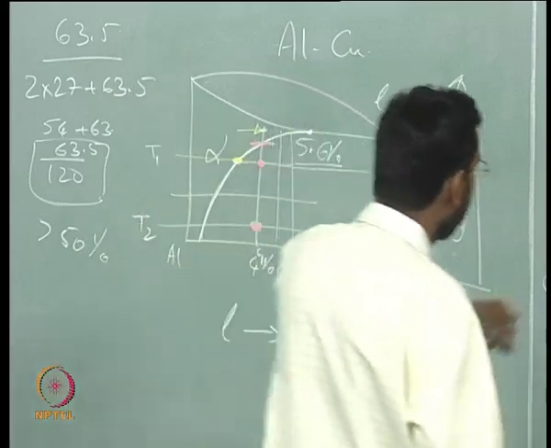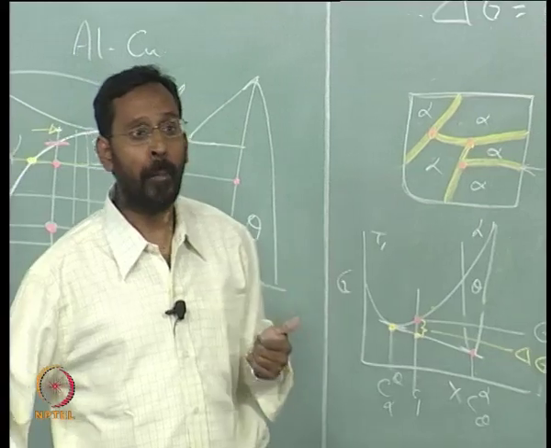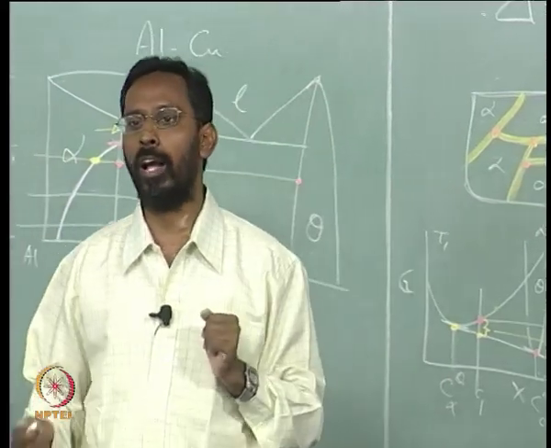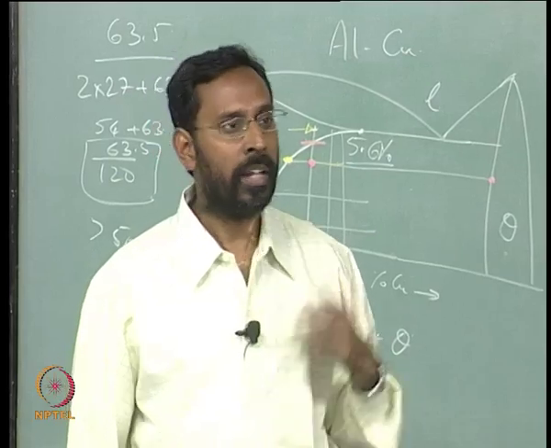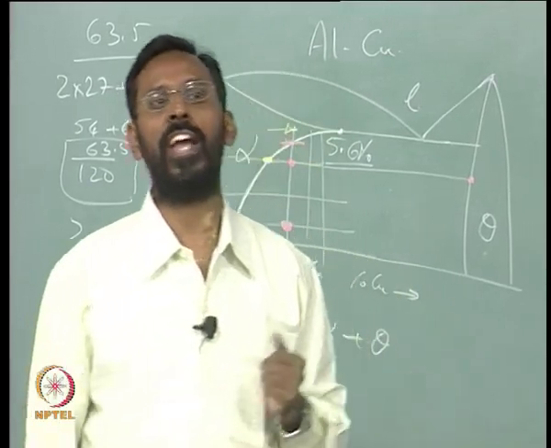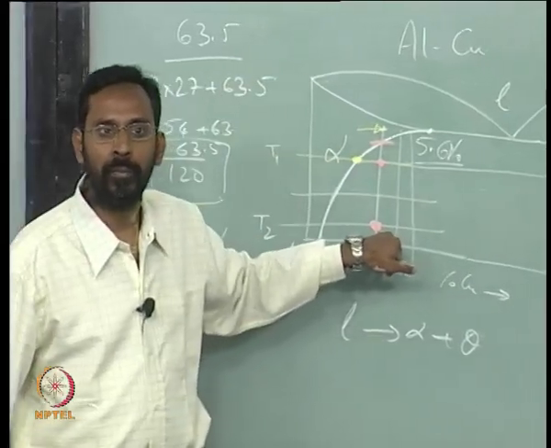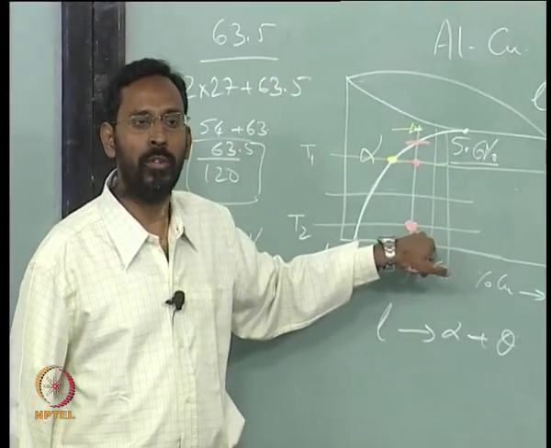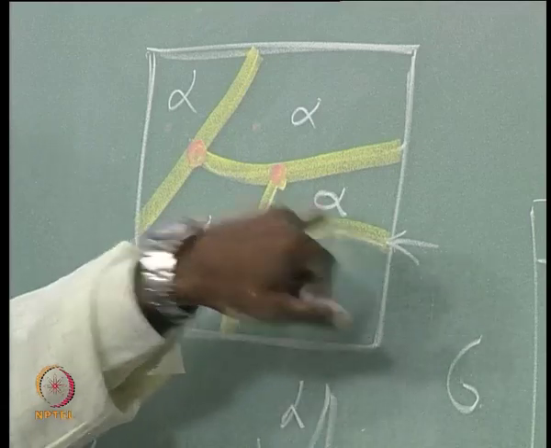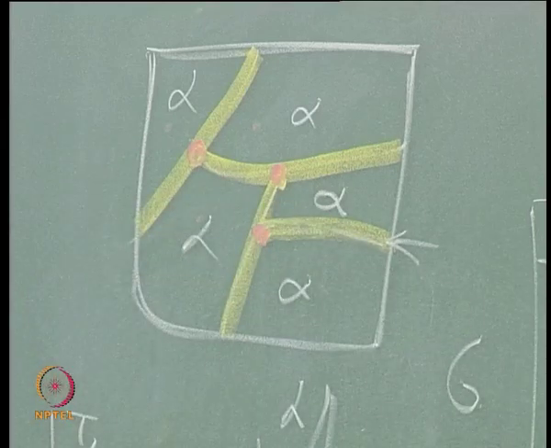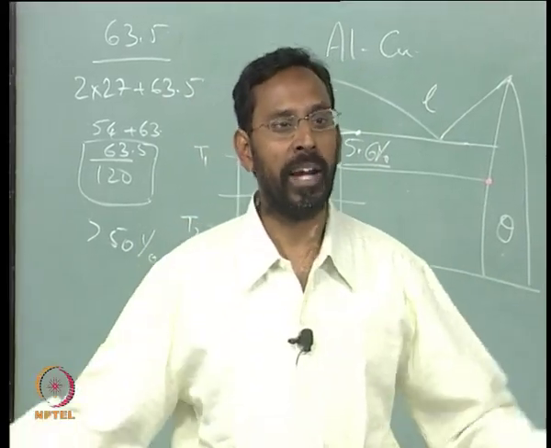That means from the center of the grains you need the copper atoms, and copper atoms are substitutional elements, they are not interstitial elements. So their diffusion rates are not very high, and you are talking of a temperature which is very low, and because of this the diffusion of copper atoms to the grain boundaries is difficult, because we are talking of grain sizes of the order of, let us say, a few microns.